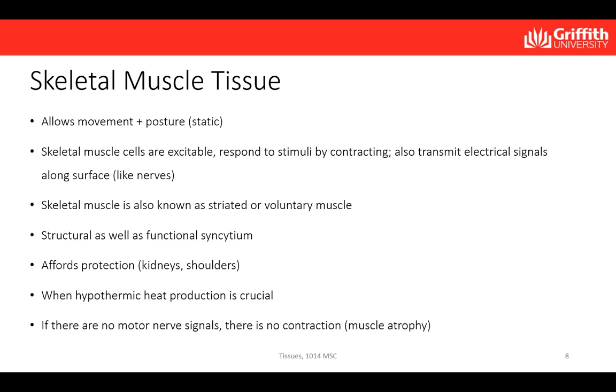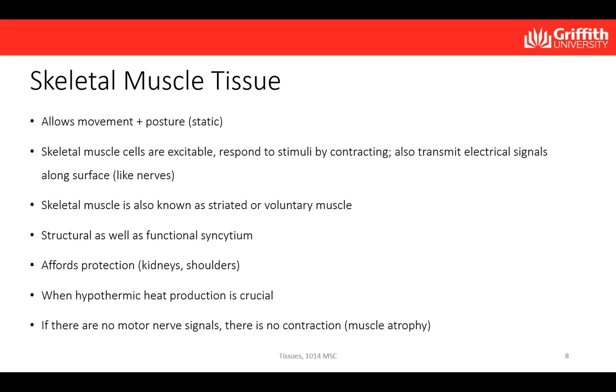So let's talk about skeletal muscle now. Skeletal muscle is responsible for the ability to move and maintain posture. Skeletal muscle cells, which make the skeletal tissue, are excitable and respond to stimulus by contracting. These muscle cells also have the ability to transmit electrical signals along their surface, similar to nerves.